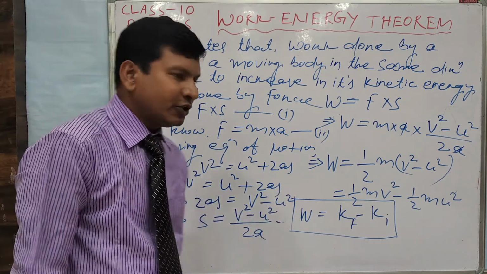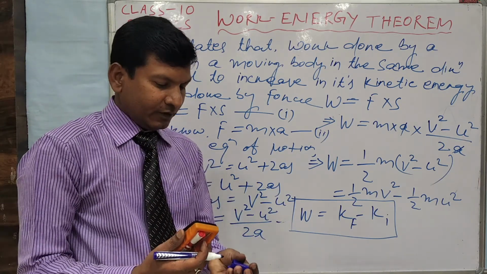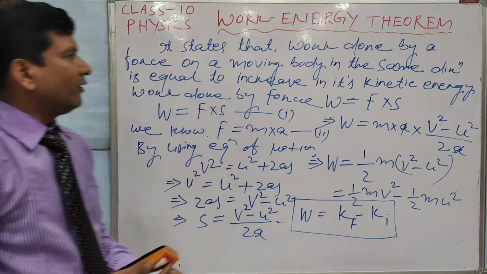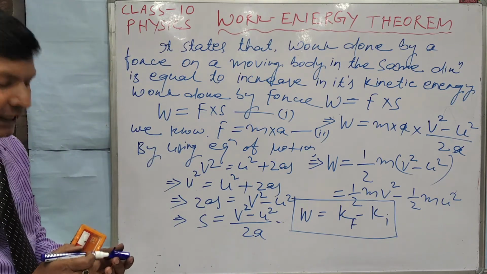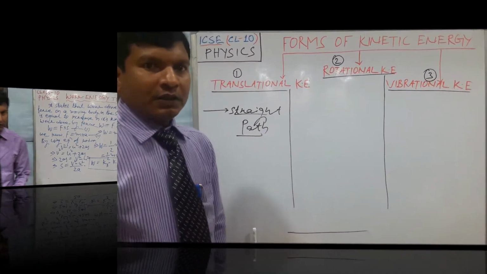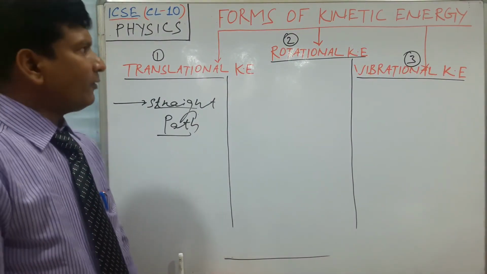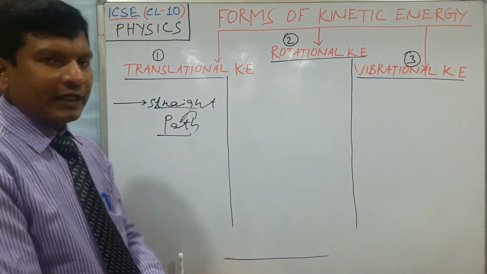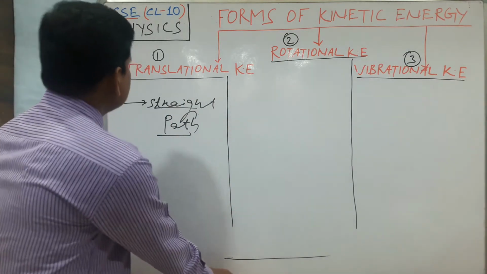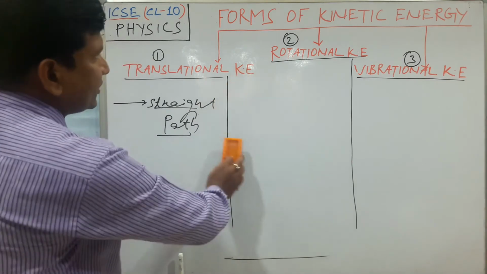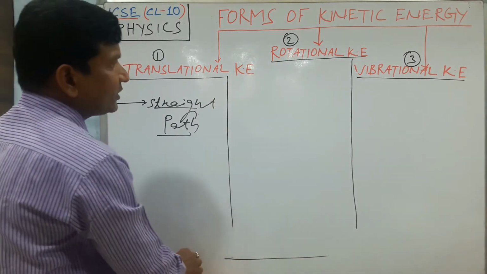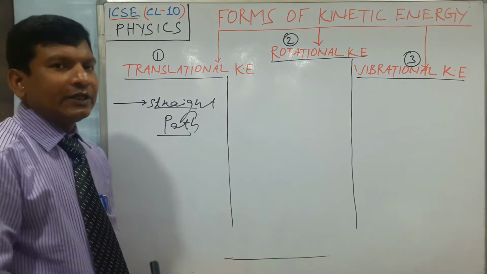So which proves your work energy theorem. So next I will discuss the different forms of the kinetic energy. Okay, so we'll see now the forms of the kinetic energy. Now there are three forms of the kinetic energy. What are these? These are translational kinetic energy, rotational kinetic energy and vibrational kinetic energy.